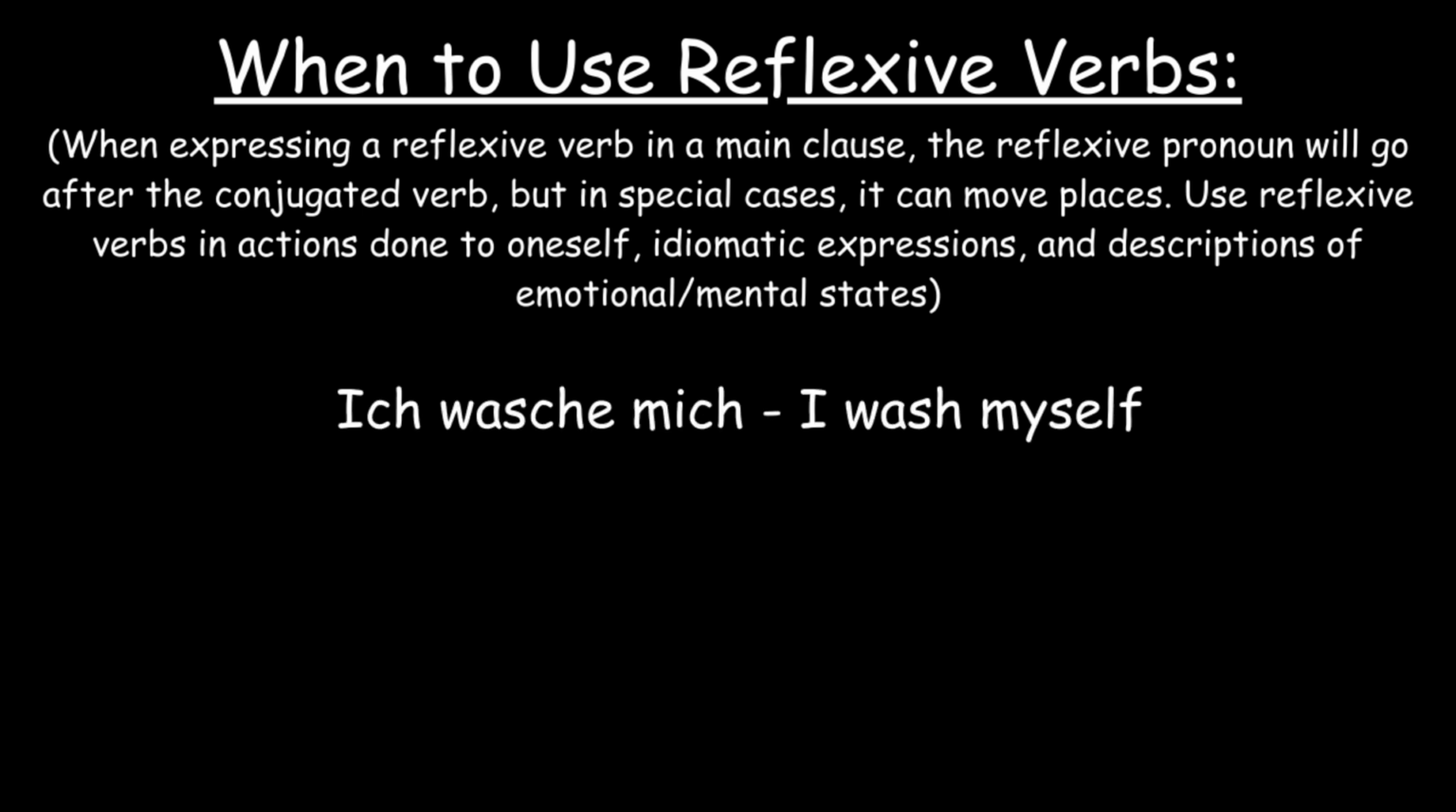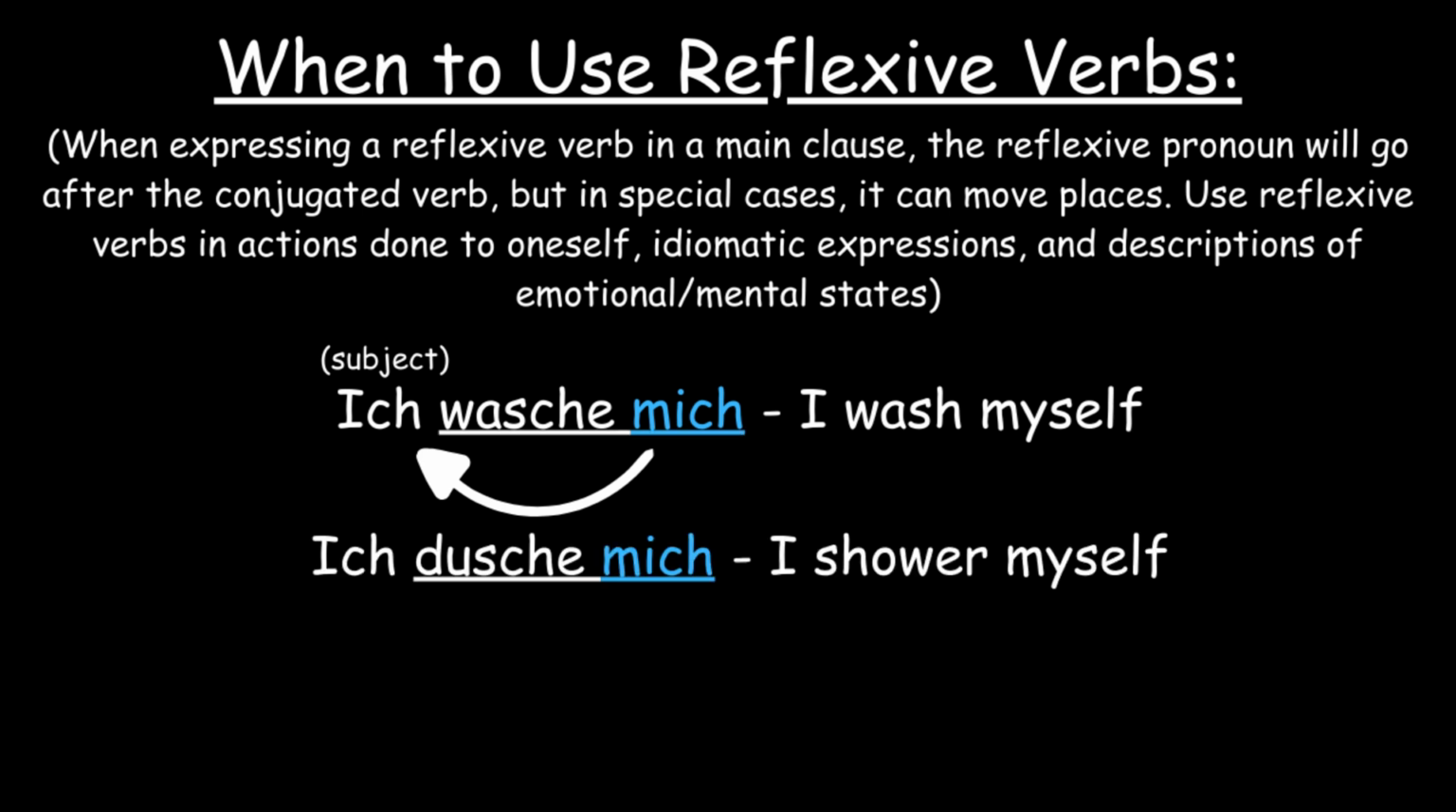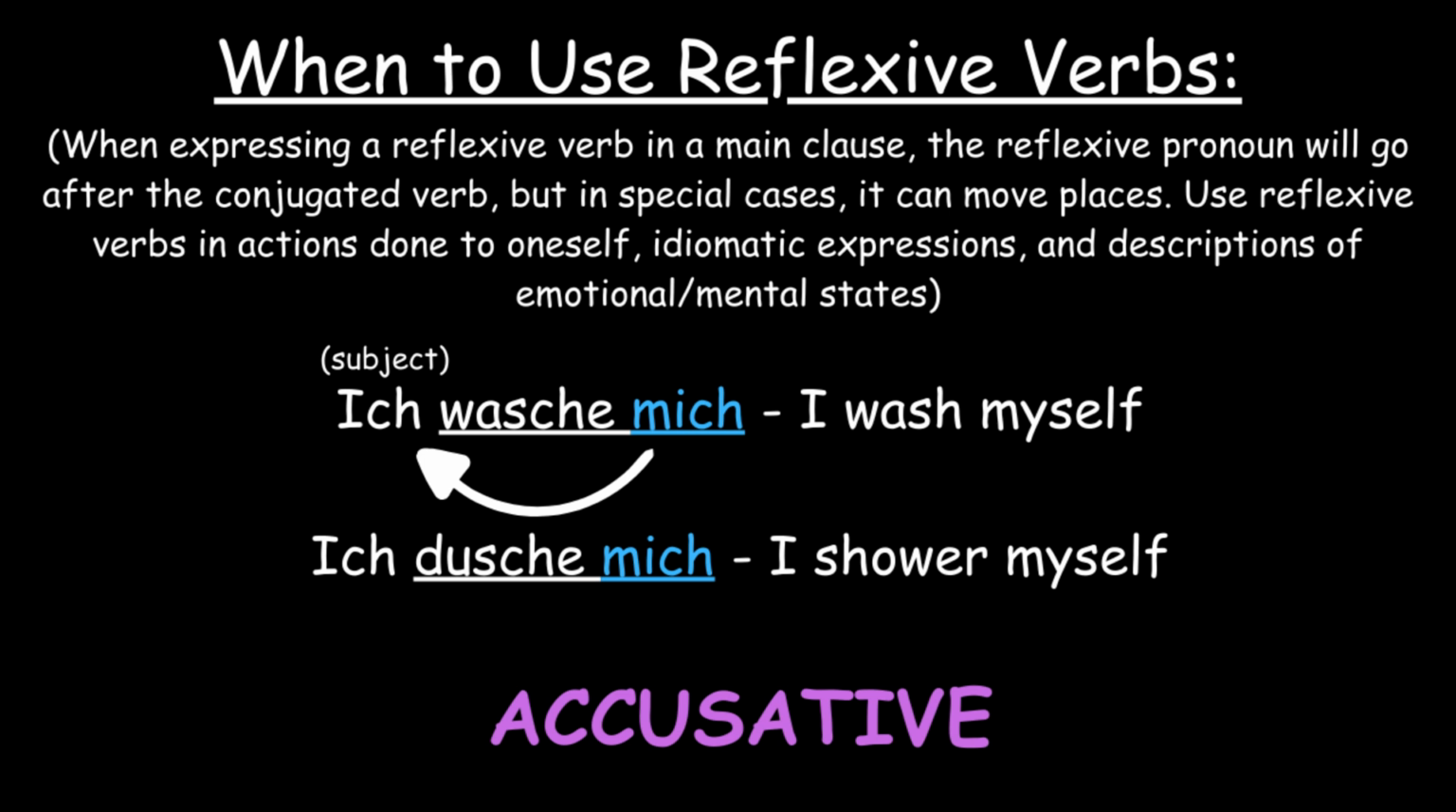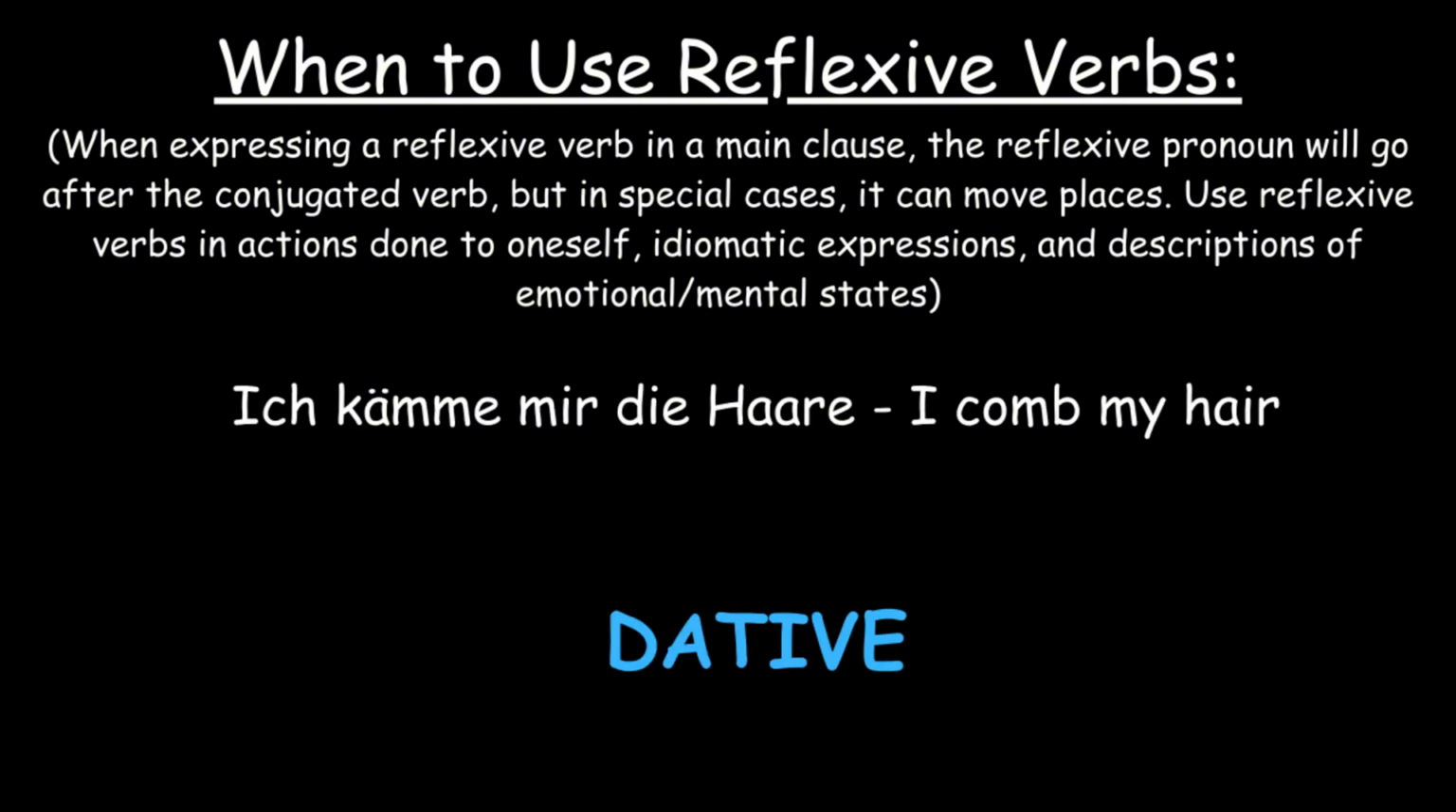One example is Ich wasche mich. I wash myself. This is an action done to me, so ich is the subject and mich refers back to the subject, myself. A similar example is Ich dusche mich. I shower myself, which has the same structure. These examples are accusative because they have no other direct object. As I mentioned previously, if there is another object, the form will be dative, like Ich kämme mir die Haare. I comb my hair. Die Haare is the direct object, so the reflexive pronoun switches to the dative, mir.